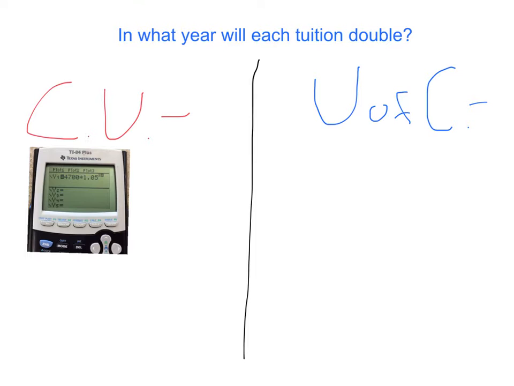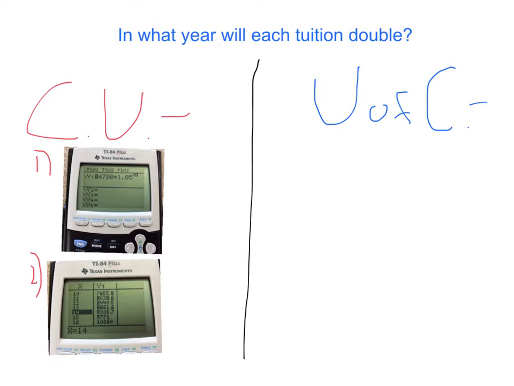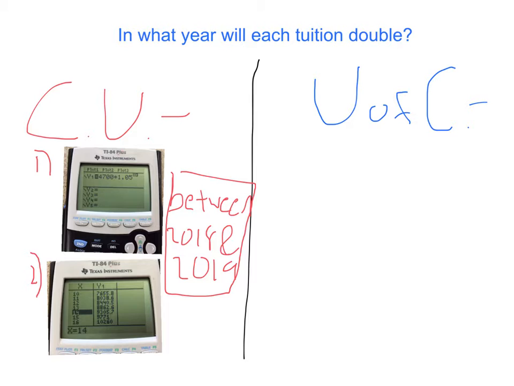So what you're going to want to do to find College University is go to y equals on your calculator and type in for y1 4,700 times 1.05 to the x and hit enter. Then by going to second graph, scroll down to where it has x is 14. Since $4,700 times 2 would be $9,400, it would be between 14 and 15 years, which is between 2018 and 2019, and that would be your answer.